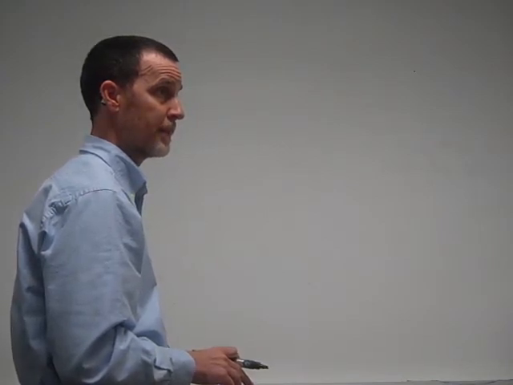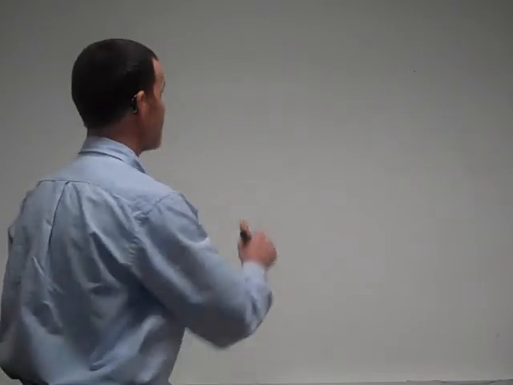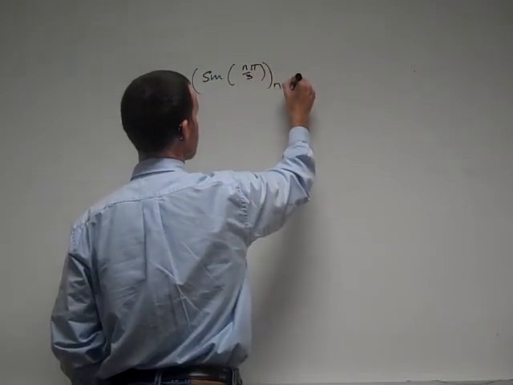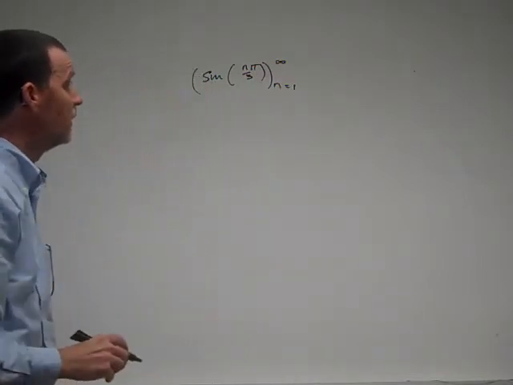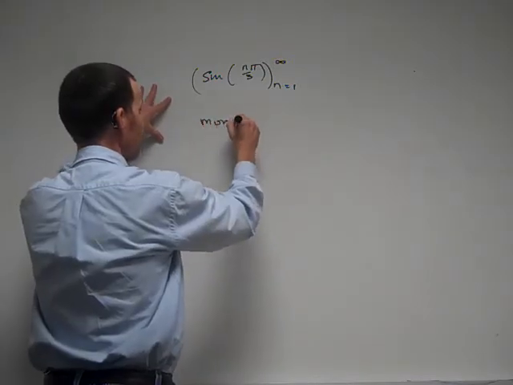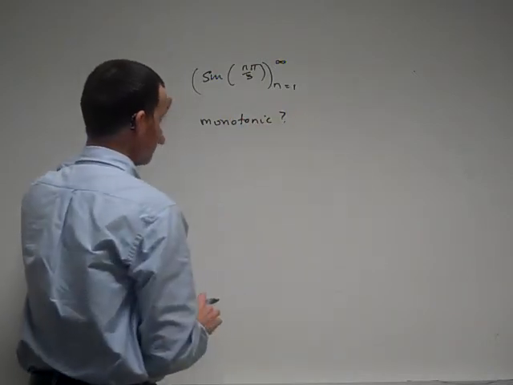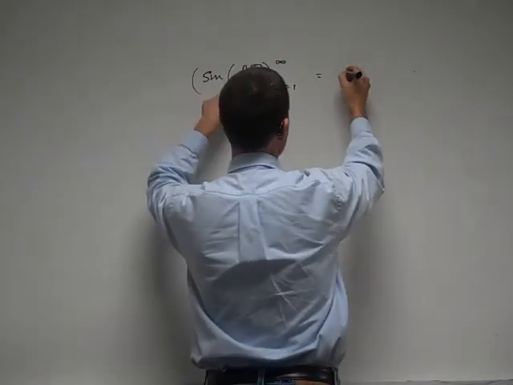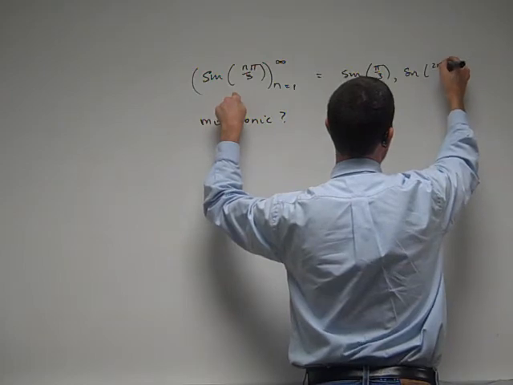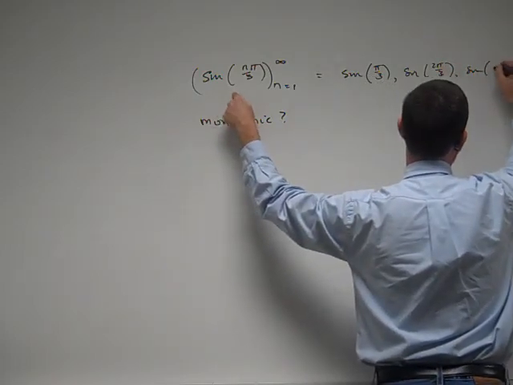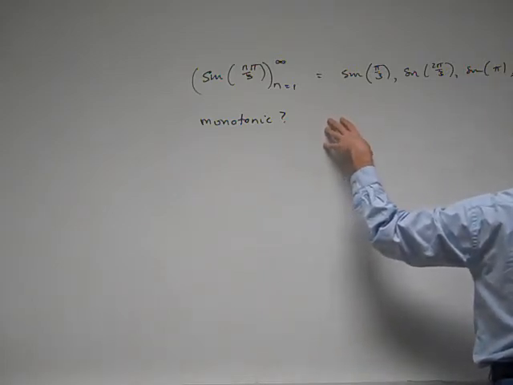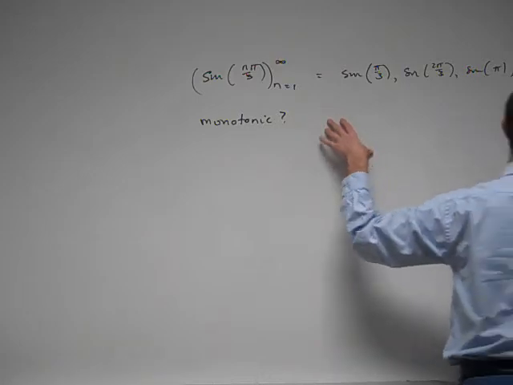It was sine of n pi over 3. Right. So the question was, is it monotonic? So if we just start listing out terms, then we get sine of pi over 3, sine of 2 pi over 3, sine of 3 pi over 3, sine of 4 pi over 3, sine of 5 pi over 3, dot, dot, dot.